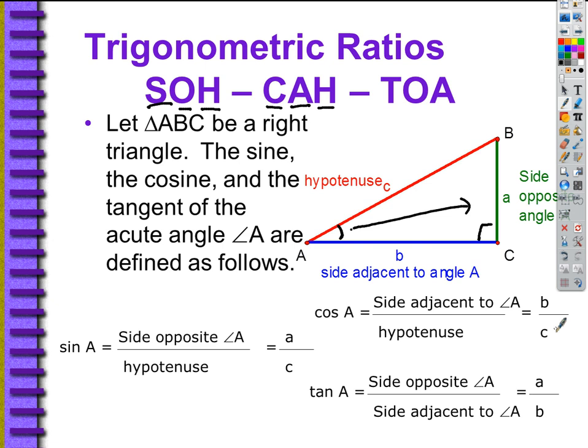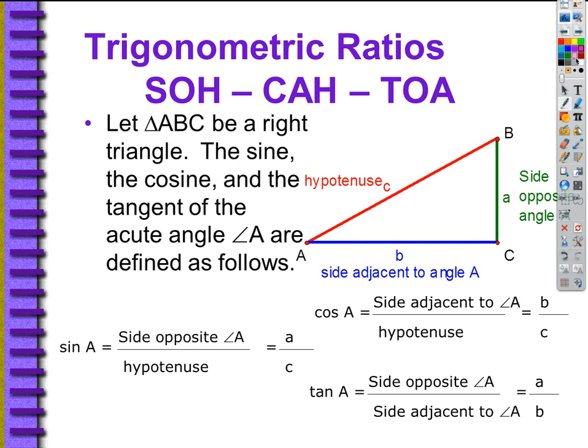Tangent is going to be the ratio of the opposite side length divided by the adjacent side length. So the tangent of A would be opposite, which is A, divided by adjacent, which is B, so A over B. Now, what if we flip this around and we wanted to look at this from the perspective of angle B?